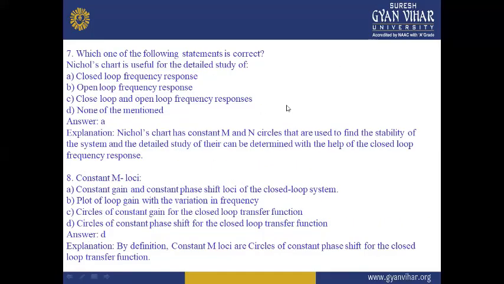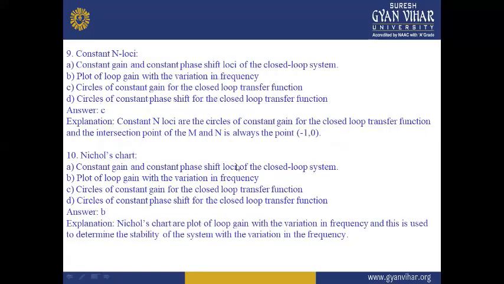The next question is, the constant M loci, the constant gain and the constant phase shift loci of the closed loop system. They are the plot of the loop gain with the variation in the frequency. They are the circles of the constant gain for the closed loop transfer function. They are the circles of the constant phase shift for the closed loop transfer function. The correct answer is that constant M loci are the circles of constant phase shift for the closed loop transfer function, which is also the definition of the constant M loci.